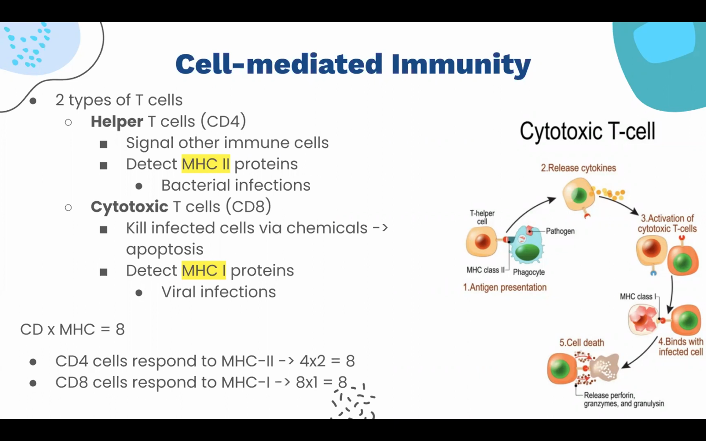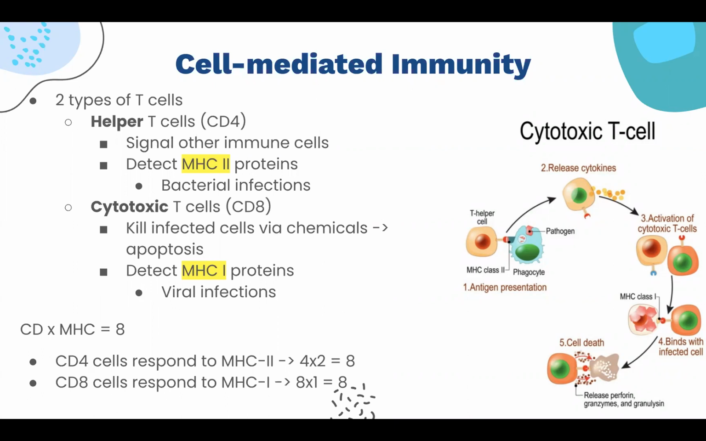In the diagram, you can see the helper T cell recognizing an infected cell and secreting cytokines. Can anyone tell me what cytokines are? Yeah, they're proteins involved in signaling and can activate cells. So this is how the helper T cells warn killer T cells.